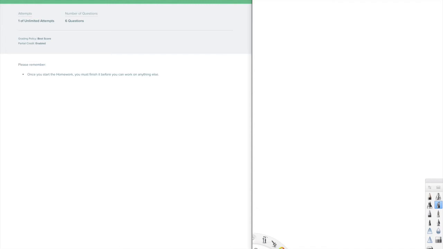Alright, welcome to Chapter 11, Section 4, called Equations of Lines. This is for Integrated Math 1, or IM1. A couple of things that you'll notice on the start screen here.